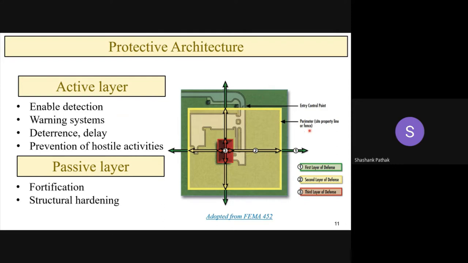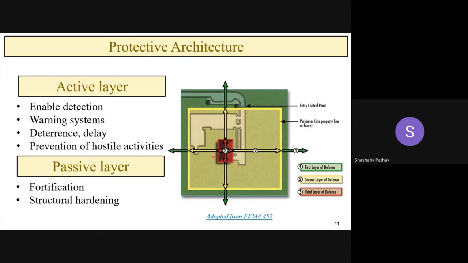The first layer of defense is basically the entry control point. There may be a check post, a security guard, some surveillance. So if some attacker is going to come through this way, they can provide some kind of defense. Then there is a perimeter, which is the site property line or a fence or some wall or some kind of arrangement which can stop the terrorist from coming inside. So that can be the second layer of defense.